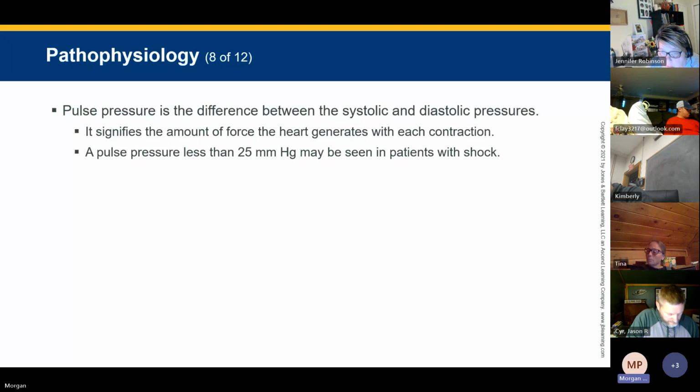So pulse pressure is the difference between the systolic and the diastolic pressures. The systolic is what it's using to push the blood through the vascular system, and the diastolic is when the cardiac is at rest, but there's still obviously pressure in the vascular system. A pulse pressure less than 25 may be seen in patients with shock. So that's probably a good number to remember.